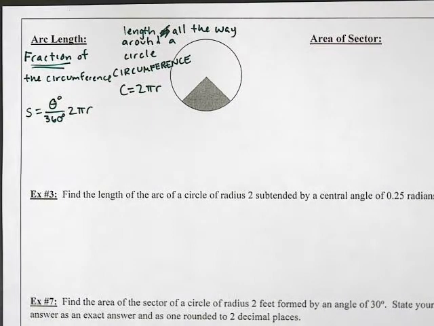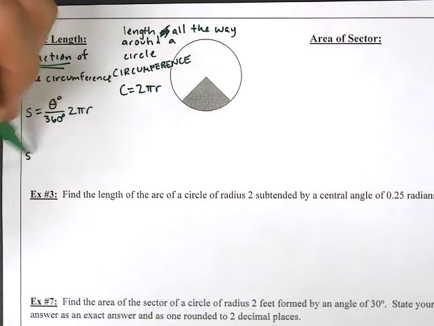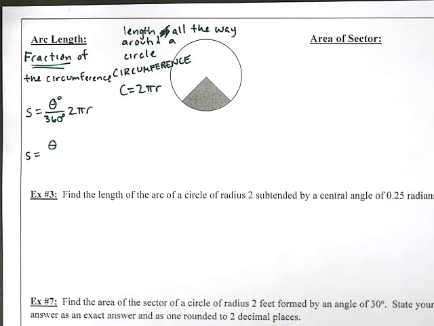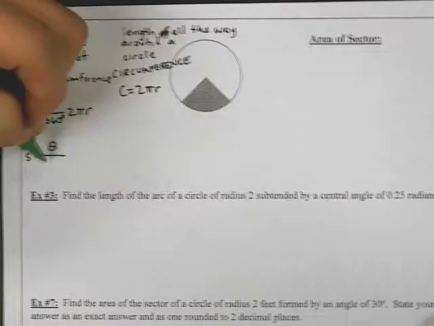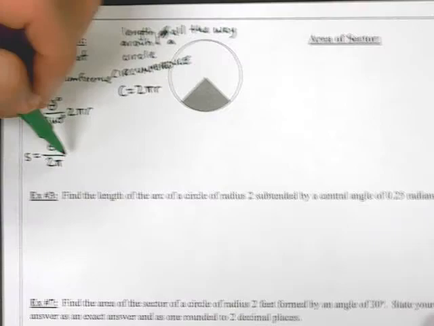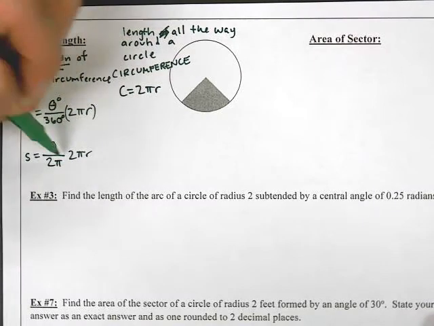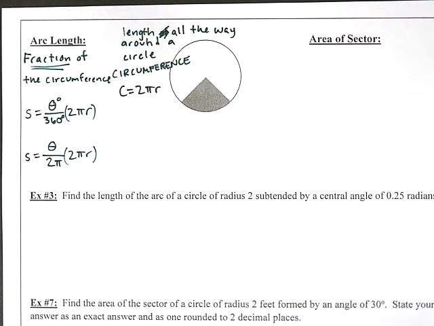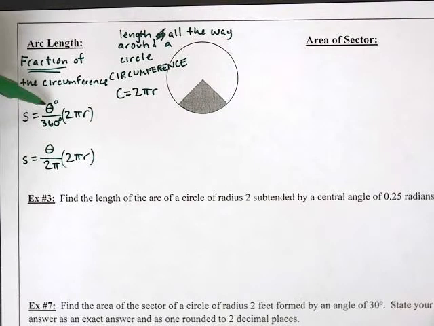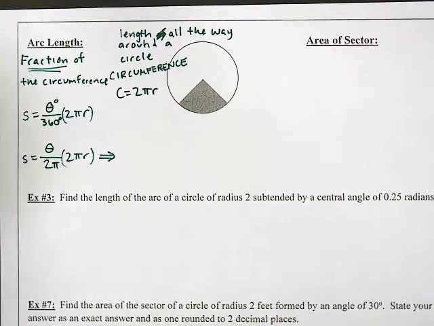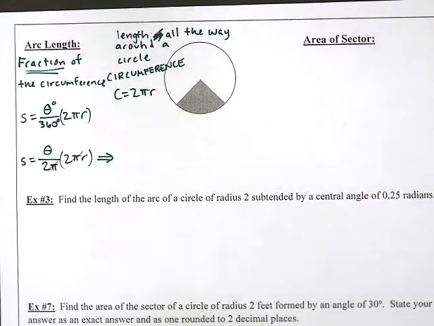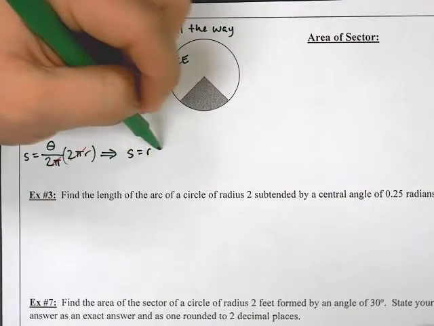Now what I want you guys to think about is what would happen if we were in radians instead. So now S equals theta again, but am I going to put a degree symbol? No. How many radians are in a circle? Well, there's 2 pi. So theta over 2 pi, and then times 2 pi r. Let me put these in parentheses so we understand. You could cancel out these two pi's and you could just be left with S equals r theta.